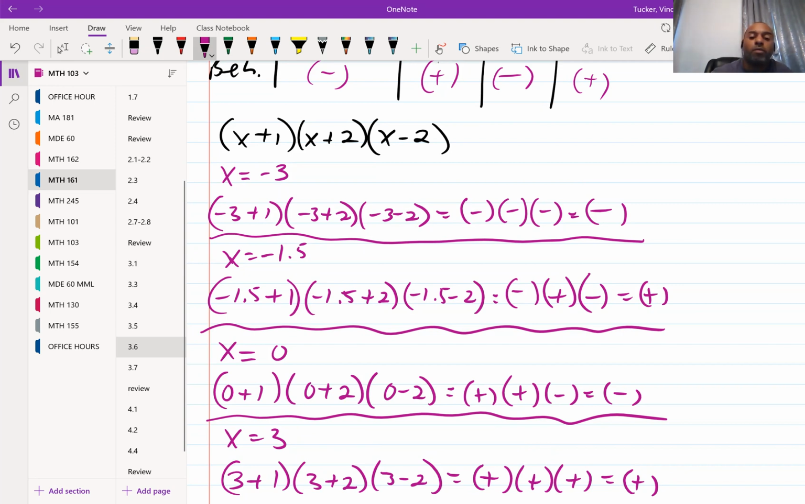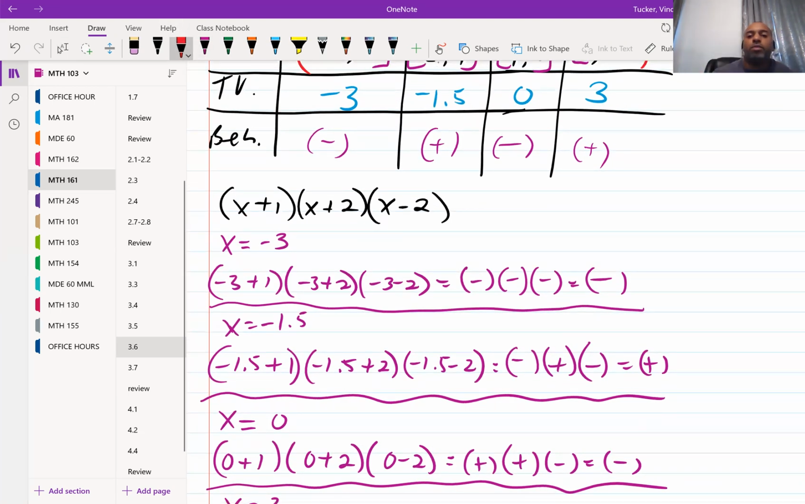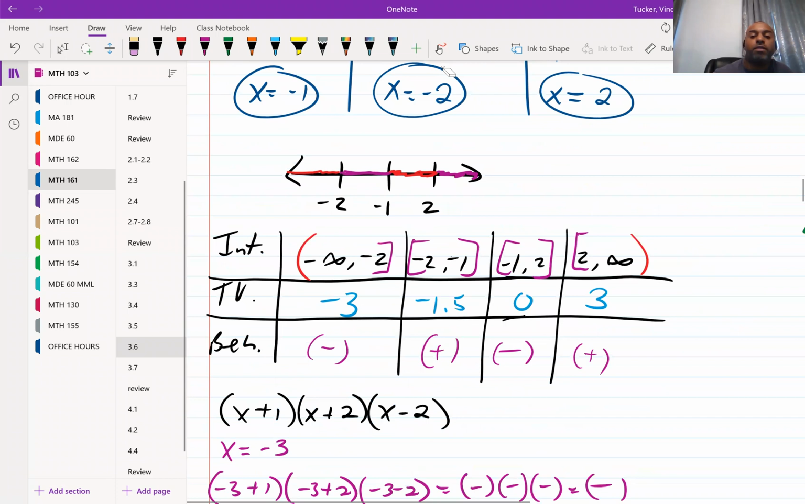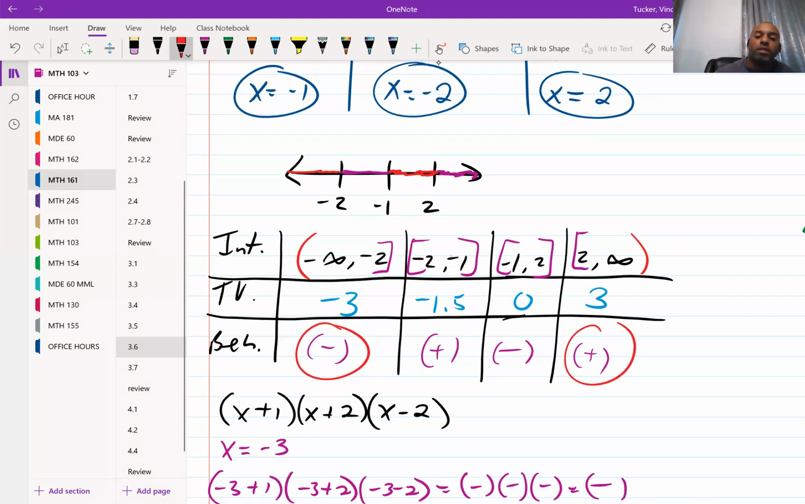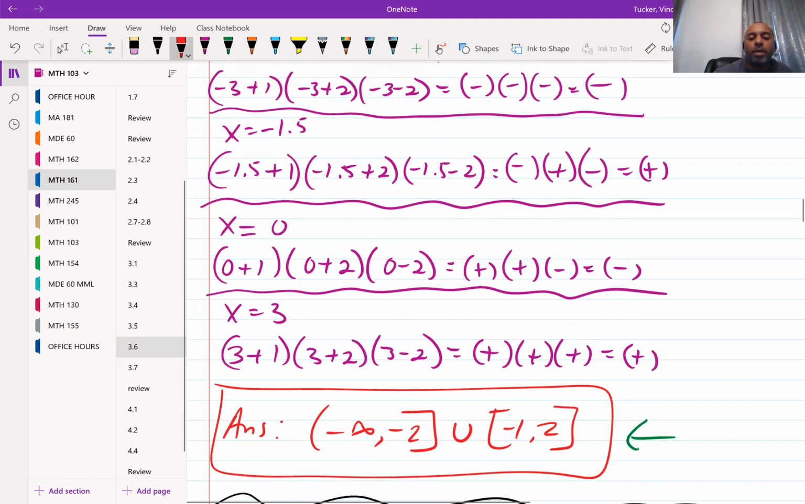So once you've done this and you have your chart filled out, remember you go back to the original problem. We were dealing with less than. We want to know when it is less than 0, which is negative. So both of these pieces would be where our answer would lie. And so that's how we got our answer right there.